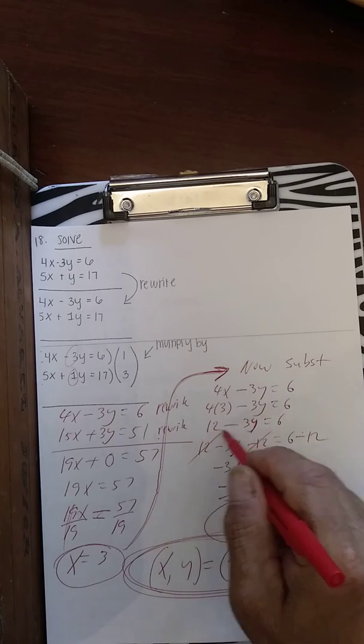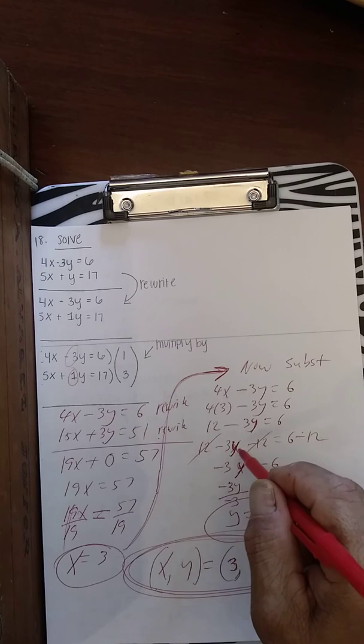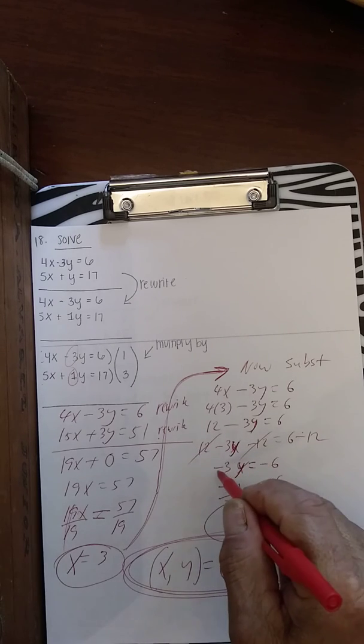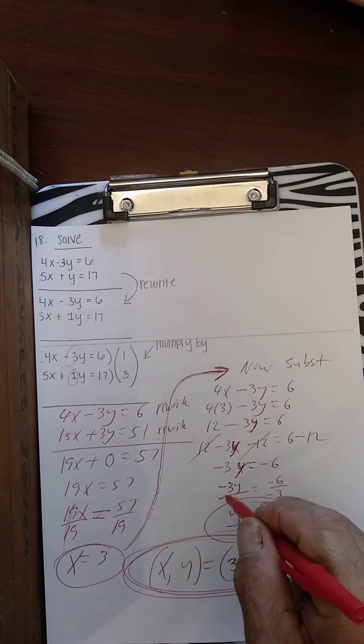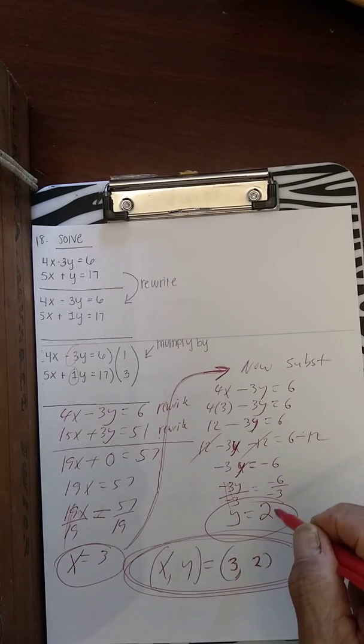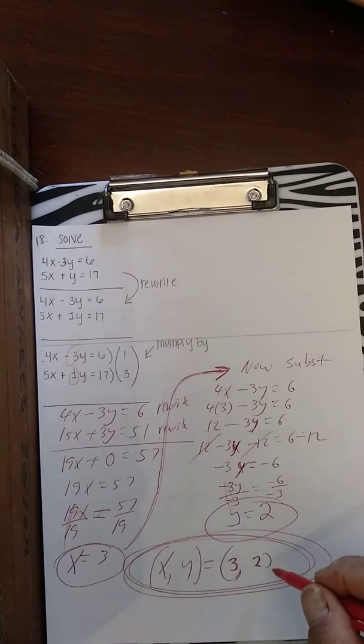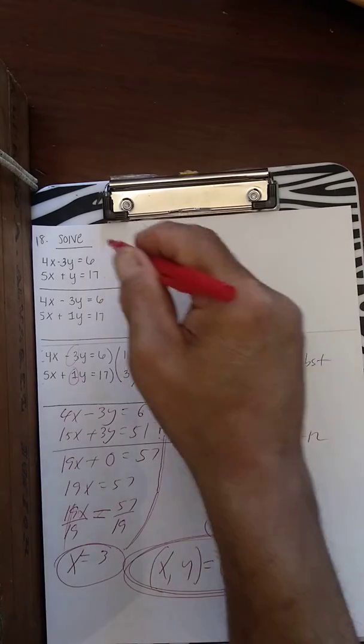So 4 times 3 is 12, and subtract 12, subtract 12. So 3y is still there. These are gone. So negative 3y equals negative 6. Divide by negative 3, these are gone. Divide by negative 3 here, so that's going to be positive 2. So x, y is going to be 3, comma 2. These are the numbers that work for that one right there.